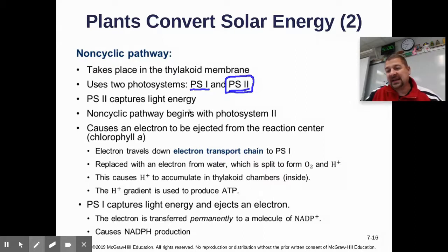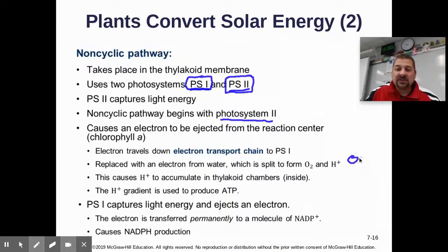We found it second. So they found this one first, so they named it PS1. But in the actual steps of photosynthesis, PS2 happens first. The non-cyclic pathway begins with photosystem 2. It causes an electron to be ejected from the reaction center.